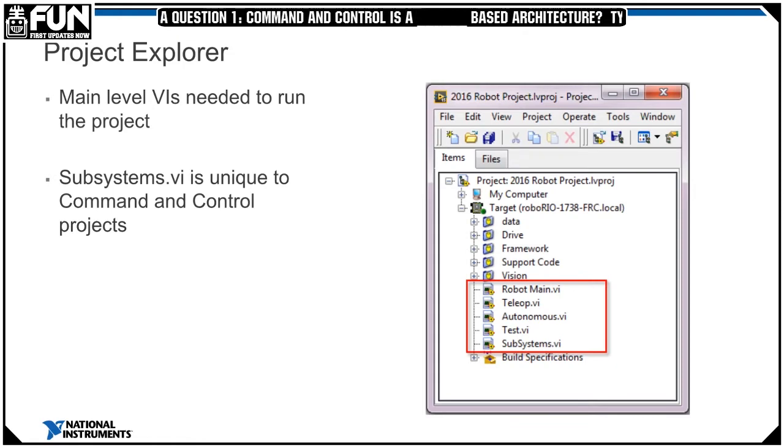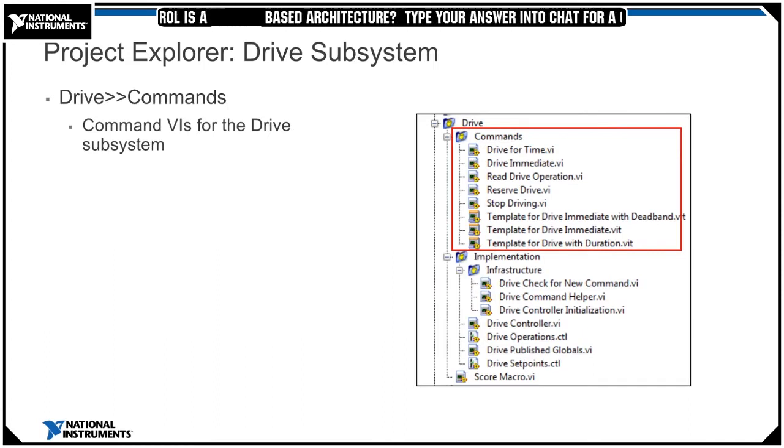So looking at the drive subsystem, let's get a little bit more into the commands and the implementation. Like I said earlier, this folder contains all of the command VIs that request the controller to carry out an operation. It also contains the templates for creating additional drive commands, and we'll look at how to make a new command later because we do give you these templates, and it's pretty important that you use them.